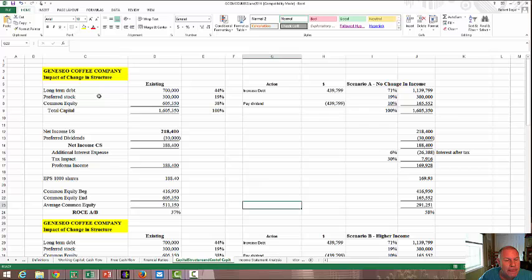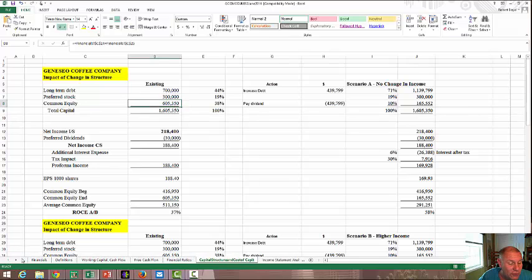So if you look here, this is the existing capital structure. They have long-term debt, preferred stock, common equity, and total capital. So we go, there's 700, 300, 605, 350. Where does that come from?